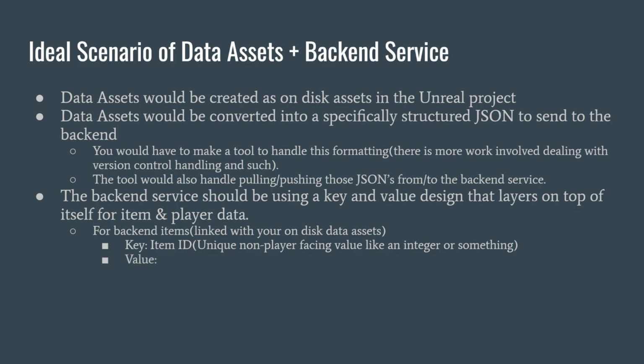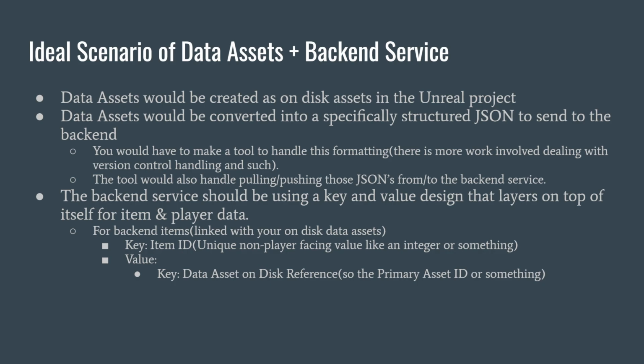So the value of this item would actually be a tuple, and the tuple would be first a key of the data asset's on-disk reference, so pointing to this asset on disk. And this is primarily for your tooling, so that way you can link this stuff up on disk. And you would use a primary asset ID. Do not use asset paths, okay? I just want to emphasize this. Do not use asset paths for keys and stuff like that because those can change.